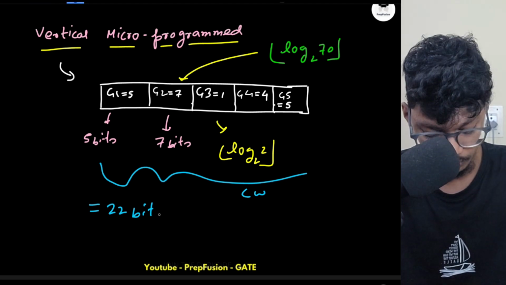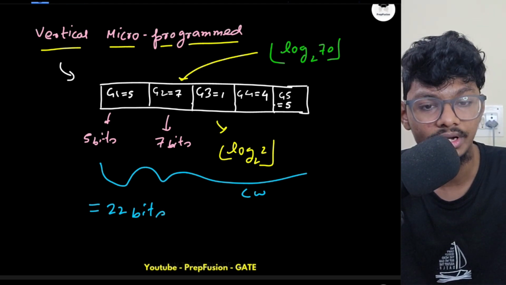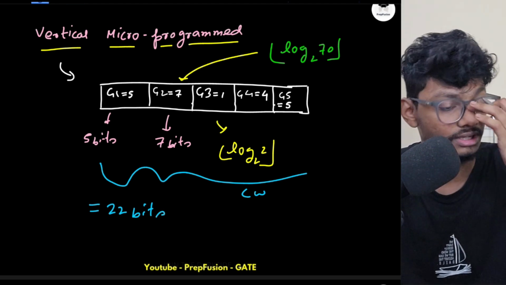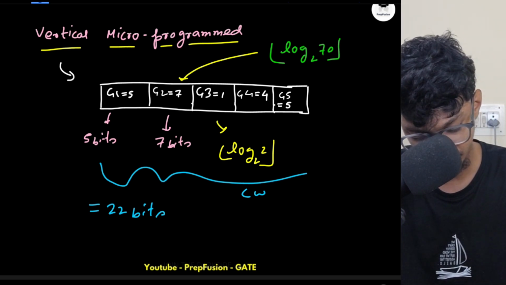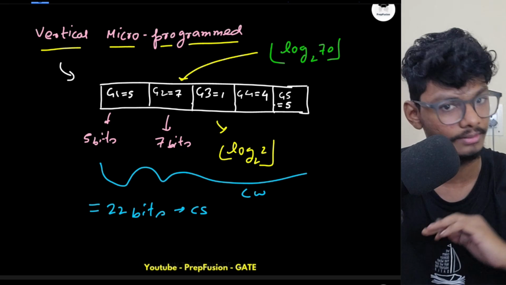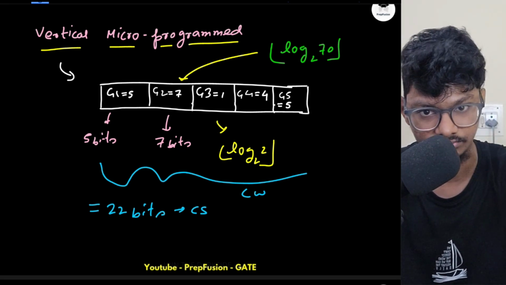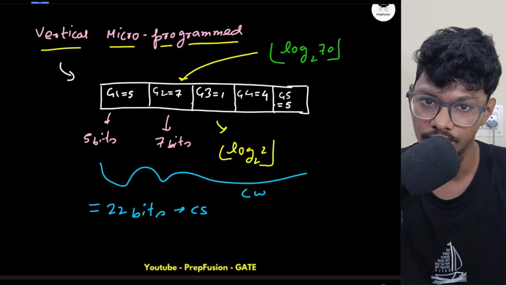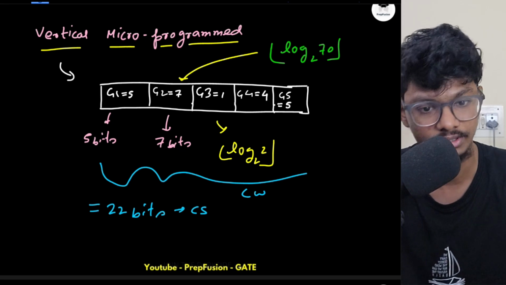But if I would have used horizontal microprogramming, how many total bits would I have required? Ignoring, like, 22 bits is for vertical only for the control signals, right? Only for the control signals. There will be the next address, all those things will be there. I am ignoring that because that will be the same for everything. That will be the same for the vertical microprogram and horizontal microprogram, correct?